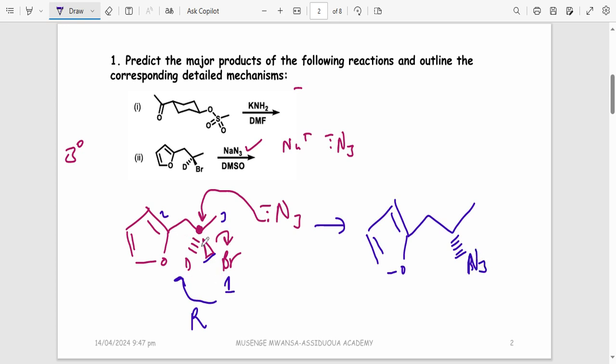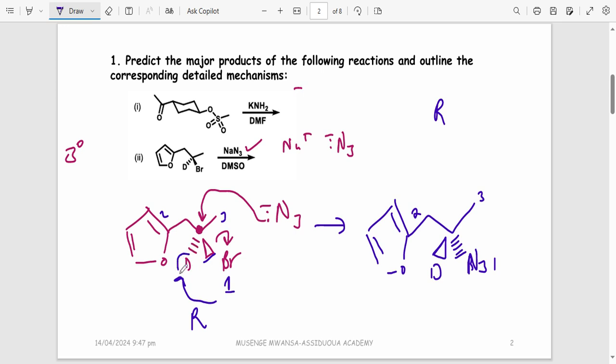So already that means that this D is going to be in front. Then if you want to determine the configuration, this is going to be 1, 2 is this one and 3 is this one here. If you count from 1 to 2 to 3, this is also giving us R, but because the fourth group is at the back, that is going to be S.